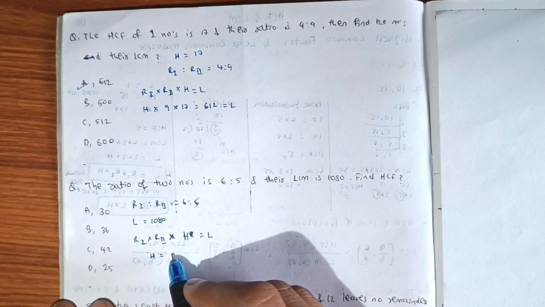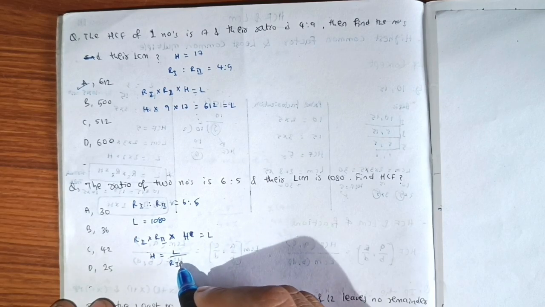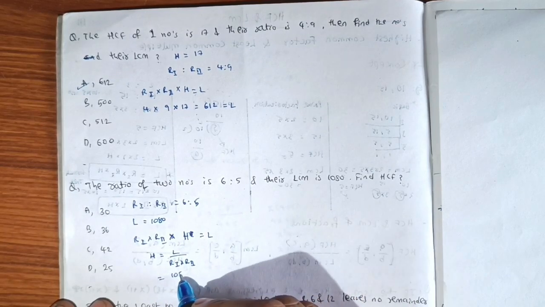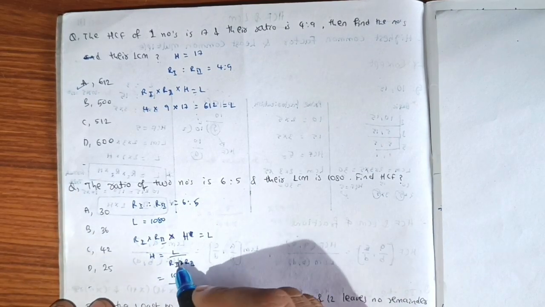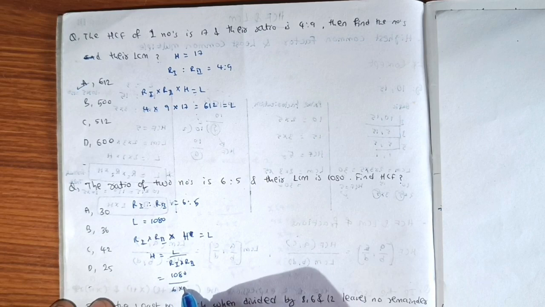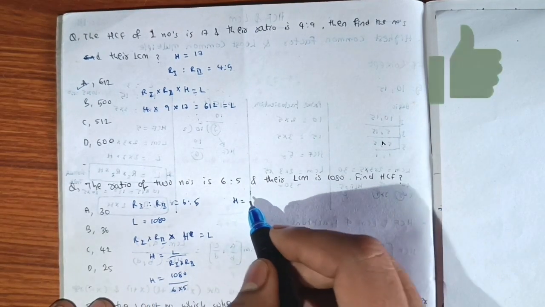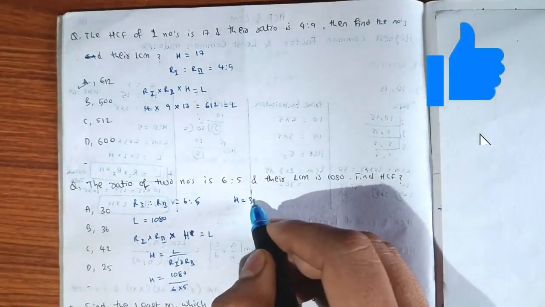So HCF is equal to LCM divided by ratio 1 into ratio 2. The LCM is 1080 as given in the question, ratio 1 is 6 and ratio 2 is 5. If we simplify this, we get the HCF as 36, which is option B.